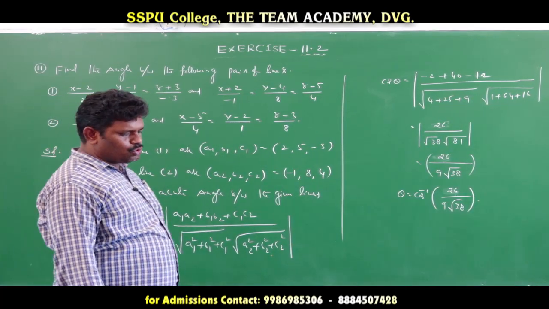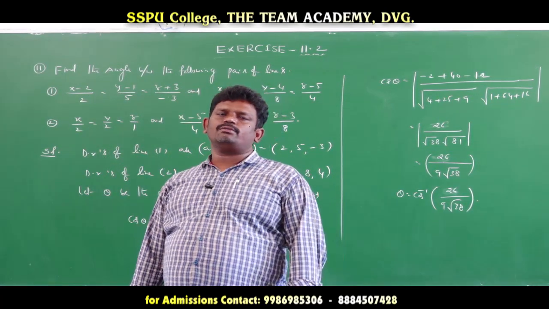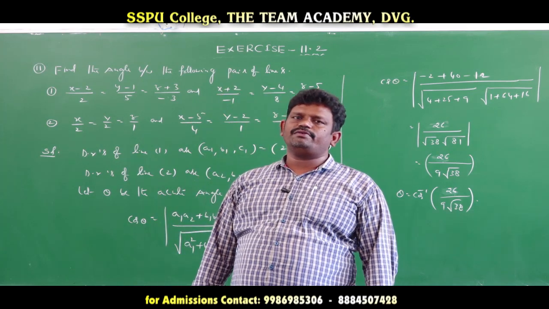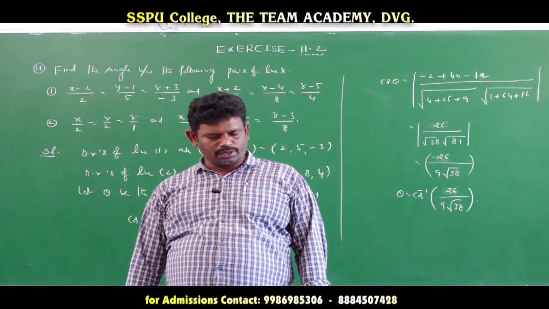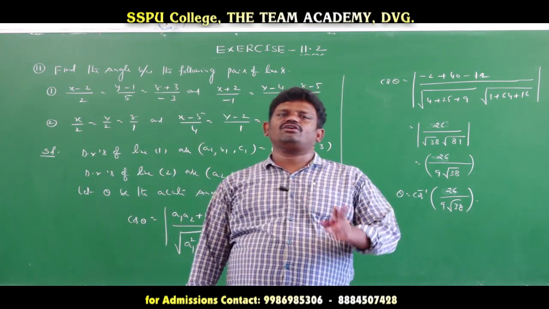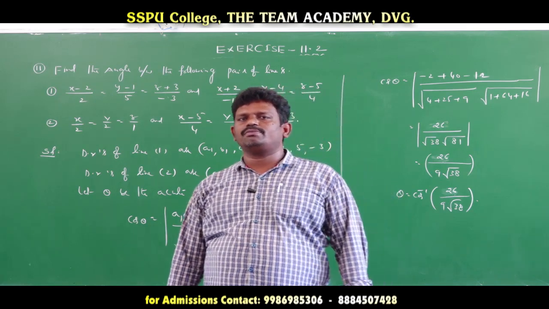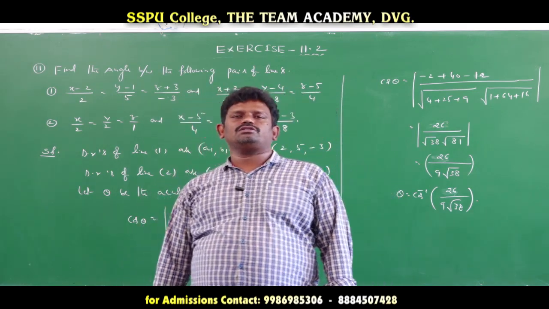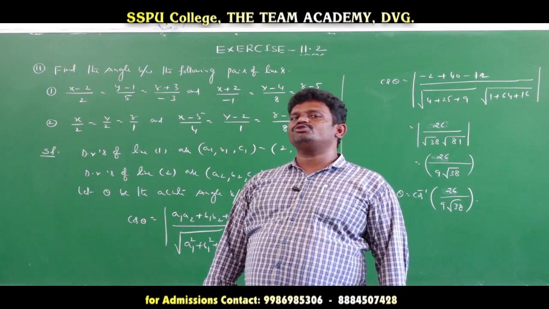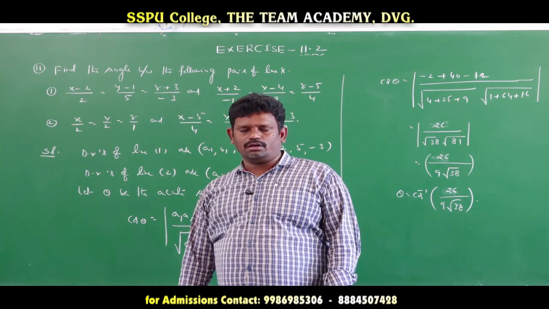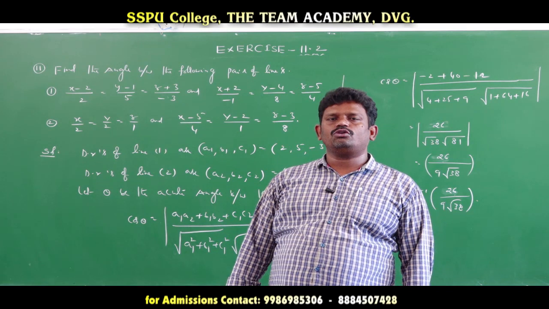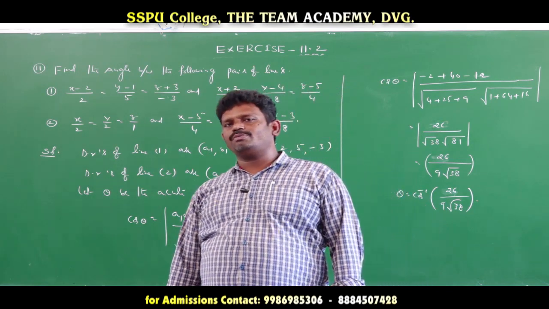So previously we explained a question: find the angle between two lines, the 10th question, where they are given in vector form: r bar is equal to a1 bar plus lambda into b1 bar, and r bar is equal to a2 bar plus mu into b2 bar. Then to find the angle between the two lines, cos theta is equal to b1 bar dot b2 bar by magnitude of b1 into b2.